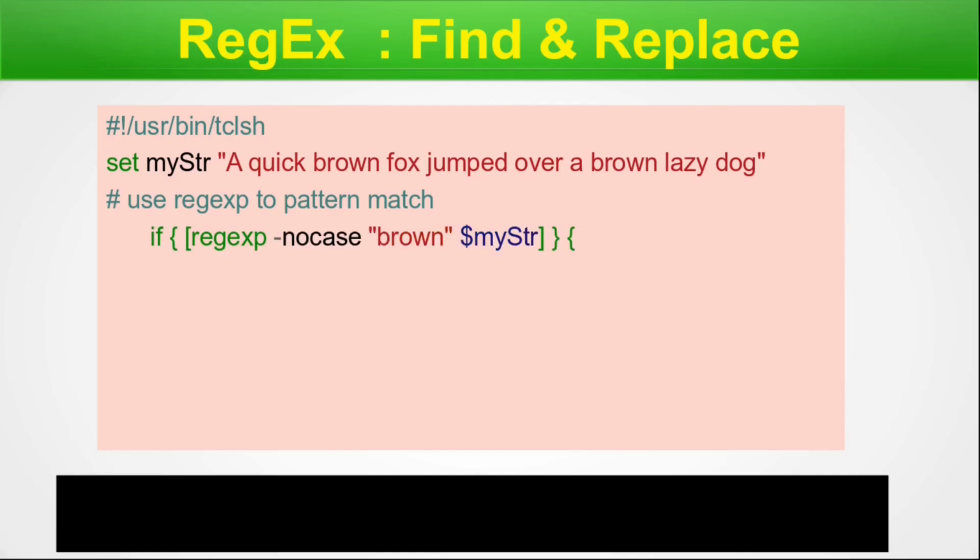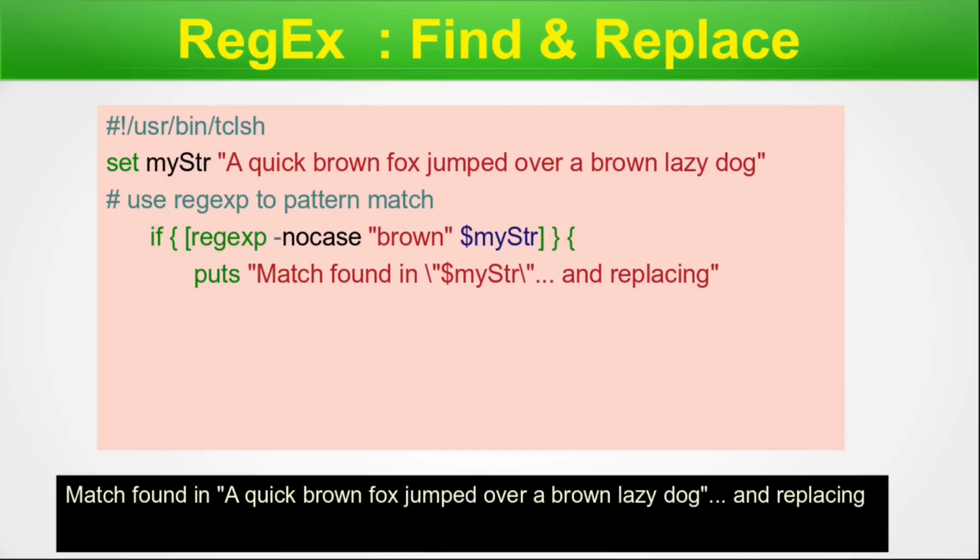So if, then within square brackets, we use the regexp command and then with -nocase. So we are matching brown case-insensitively, against my_str. We have defined the string at the beginning, but it may happen that we do not know what string we are matching, so that's why we have used nocase here. Let's see if this particular word brown is matched to any of the substrings. The return will be 1, in that case the if will be true, and we will print the string with puts. So the output comes like that.